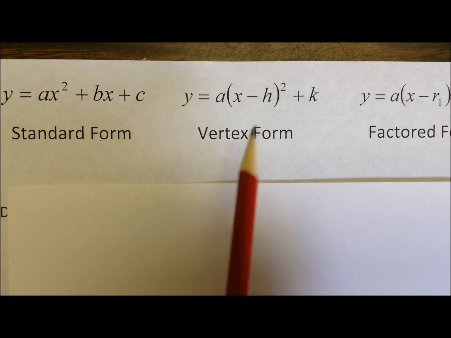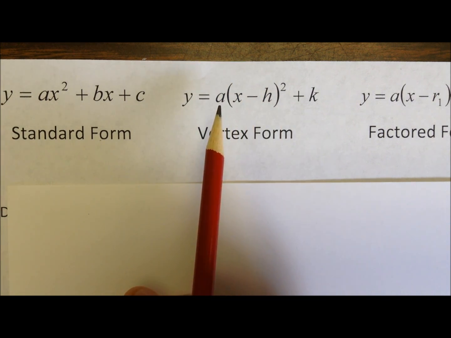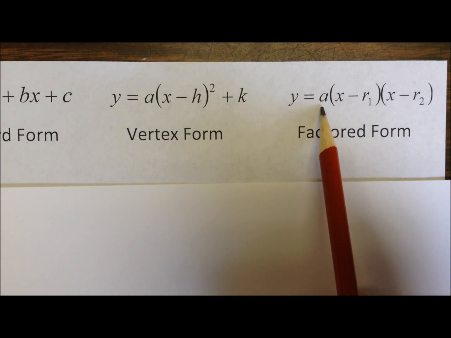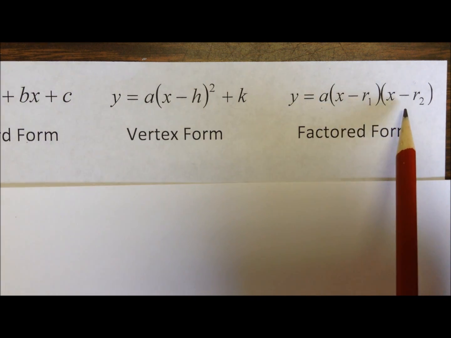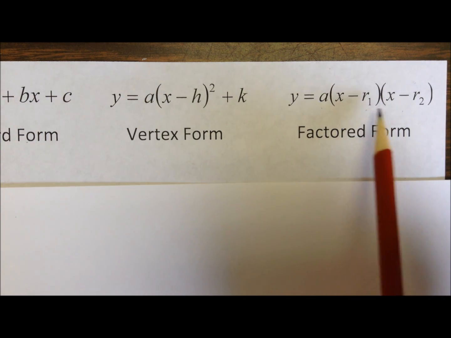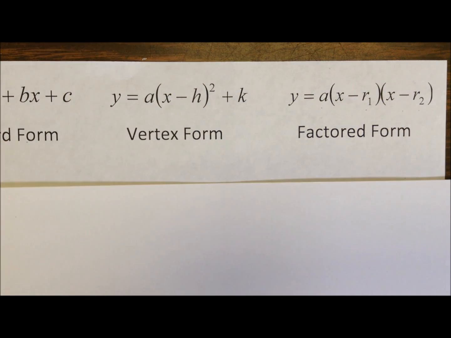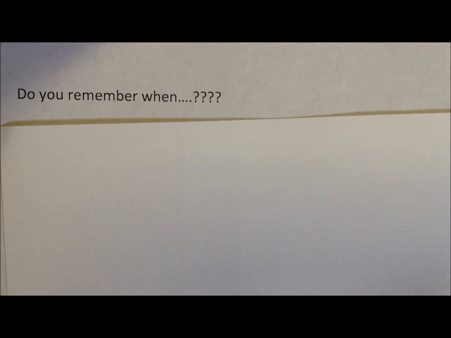Vertex form is where h and k represent the vertex of the quadratic. And a, once again, is derived from the regression. And factored form, where a is from the calculator regression, and the two factors, the two binomials, are comprised of x minus one of the roots and x minus the second root if it exists. So keeping these in mind, we're going to play Do You Remember When?